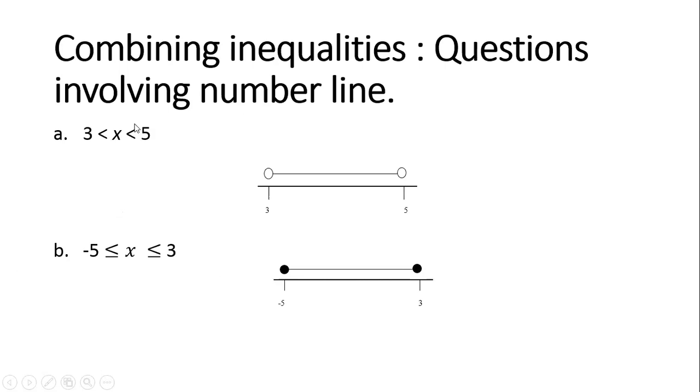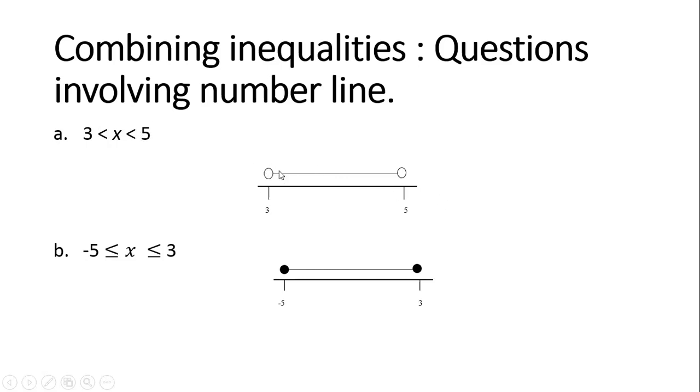Combining inequalities. Questions involving now the linear number line. Combining, because that's the combination of two inequalities. So here now, what we have is 3 less than x, x less than 5. So if 3 is less than x, meaning x is greater than 3, we're having values like 4 and so on. But if x is also less than 5, it will not go beyond 5.